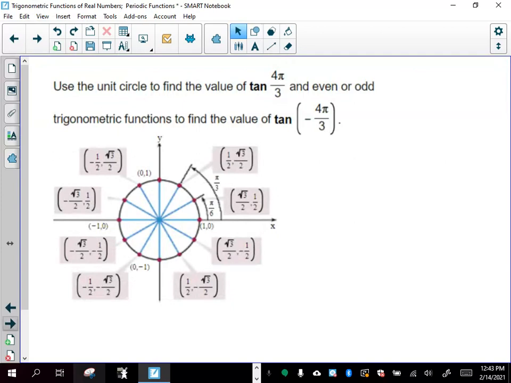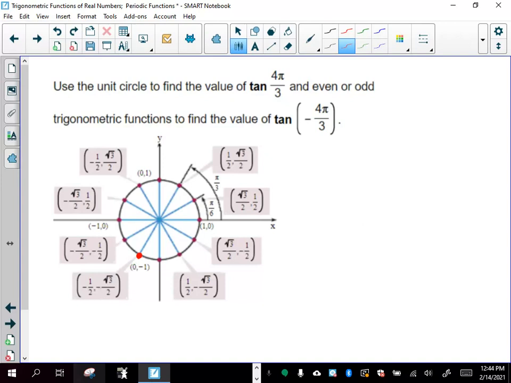So use a unit circle to find the value of tangent of 4 pi over 3. And then find the value of tangent of negative 4 pi over 3. So 4 pi over 3 is going to be right here. Because remember, it's, no, it's not right there, is it? Ooh, I fibbed. Sorry about that. 4 pi over 3 is actually right here. So we take our unit circle, find 4 pi over 3.